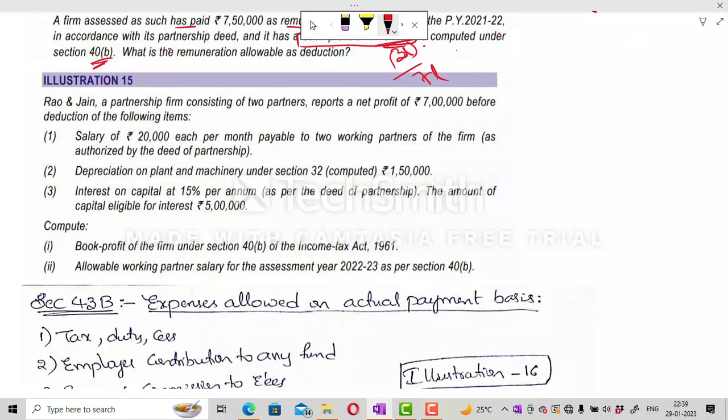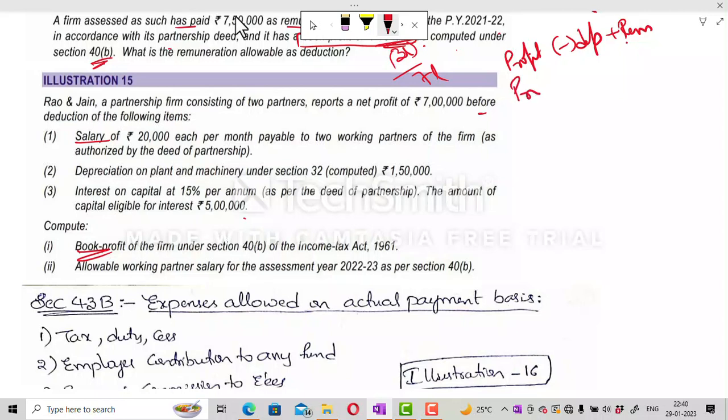Interest on capital at 15%, the amount of capital eligible for interest is 5 lakhs. What is the formula for book profit? See, they have given to calculate book profit. What is the formula? Normal profit they have given, minus depreciation, add back any remuneration they have paid. But here they have given the net profit from which salary is not deducted. So we need not add back that amount.